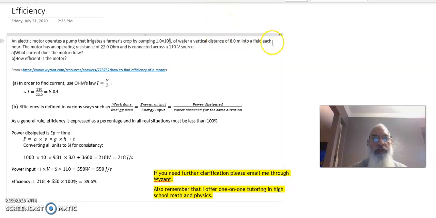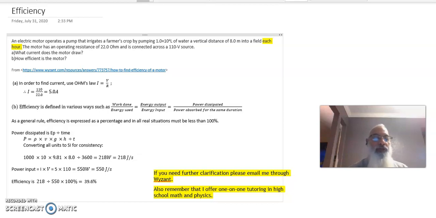10 to the power 4 liter of water, a vertical distance of 8.0 meters into a field each hour. That each hour is important. So we need to remember that this thing is happening each hour. Let's highlight that a little bit. Okay, the motor has an operating resistance of 22.0 ohms and is connected across a 110 volt source.